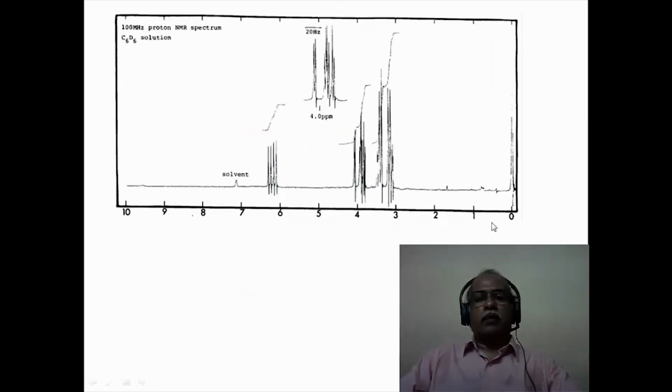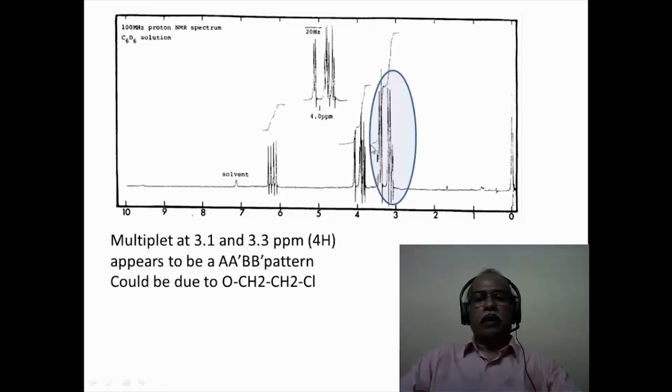Now in the proton NMR spectrum, there is also one pattern which is a recognizable pattern. This has a mirror image relationship. In other words, it is a symmetrical pattern with respect to a mirror plane that would correspond to an AA' BB' kind of a pattern.